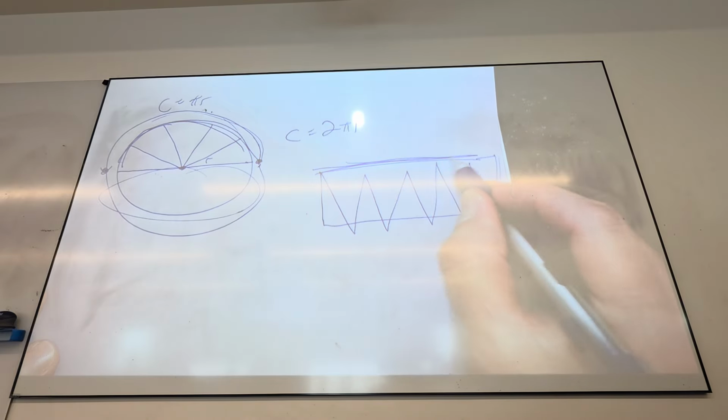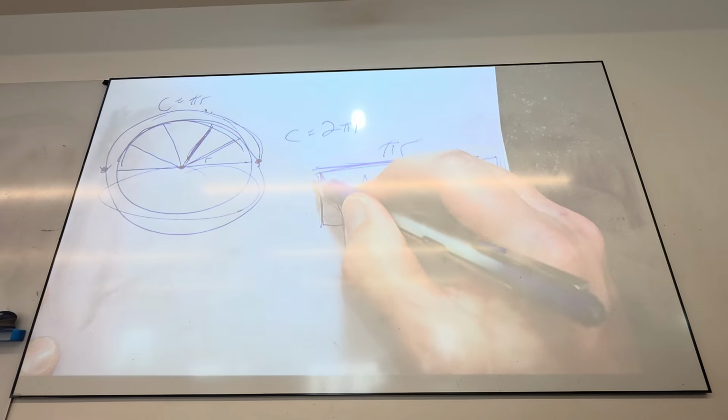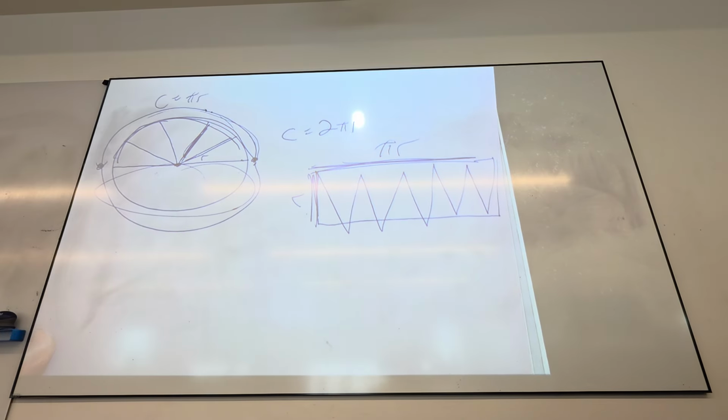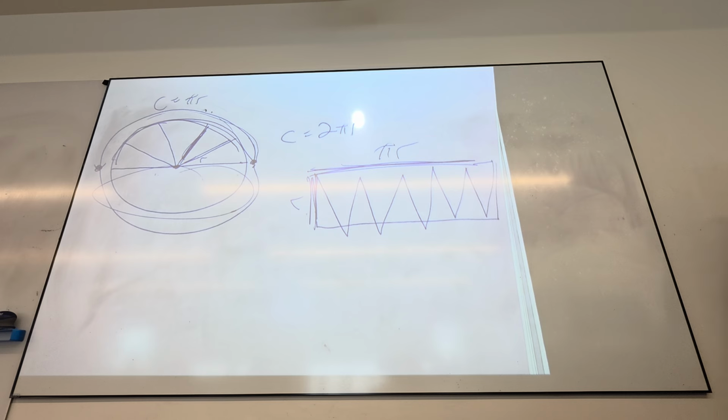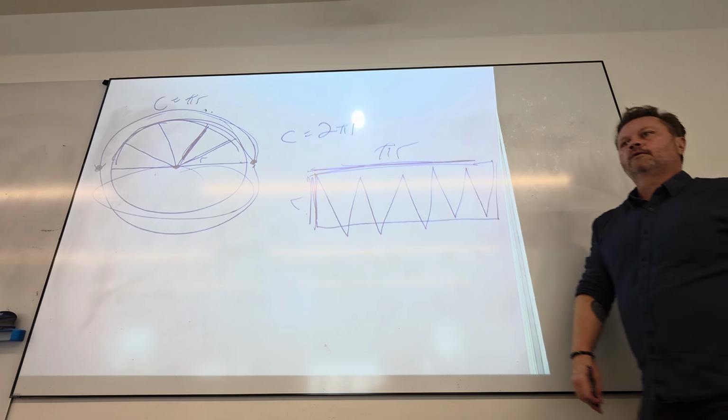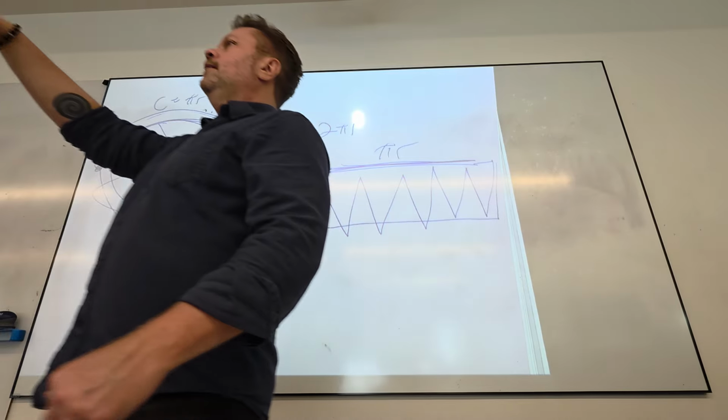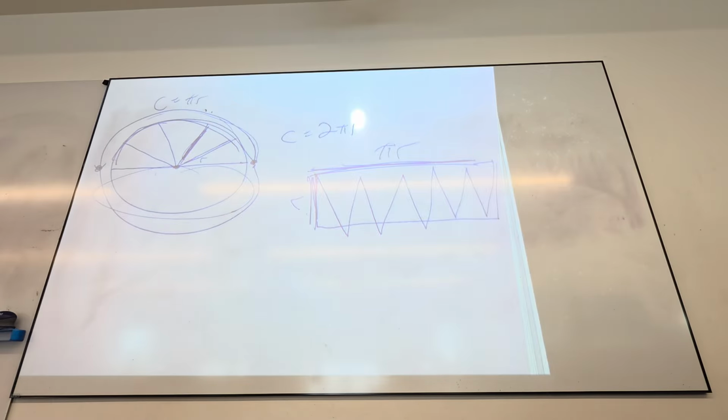How long is this side? Radius. What's the area of that rectangle? Pi r times r. What's r times pi r? Pi r squared. There you go. Okay. So how do I find the area of a shape I don't know? I reorganize it into a shape I do know.